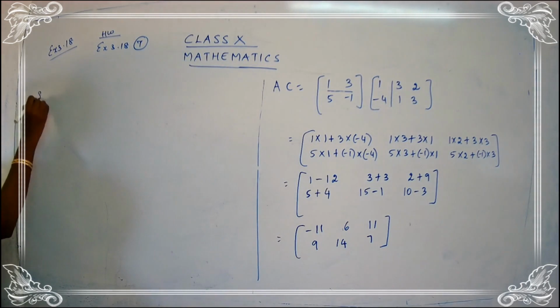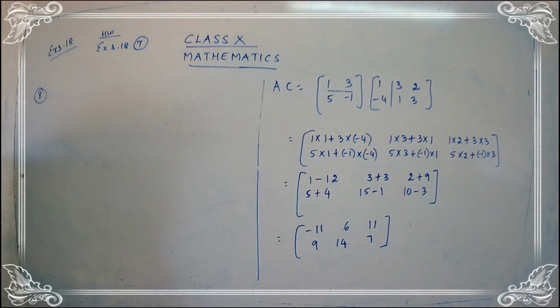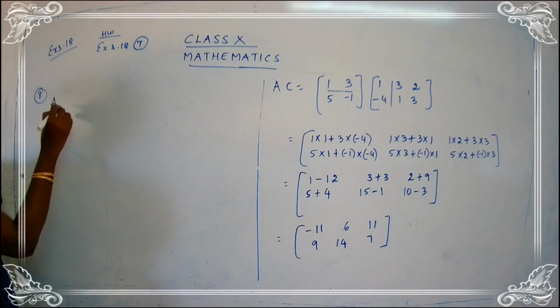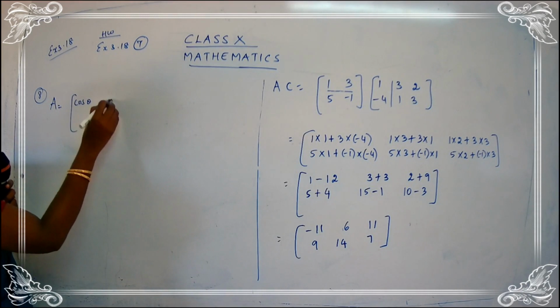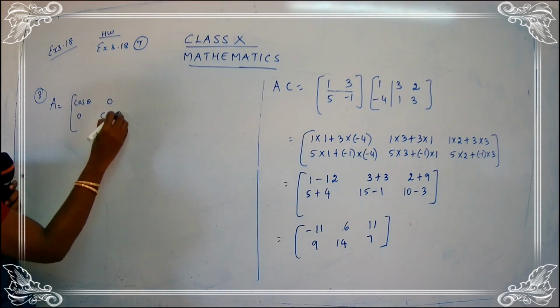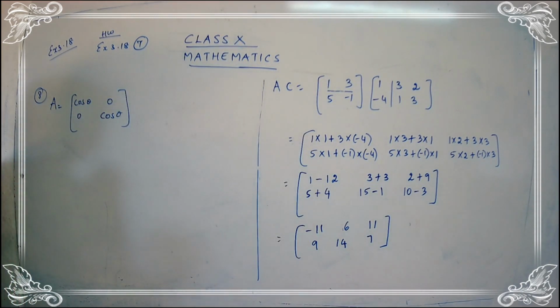Take down the 8th question. Here again 2 matrices are given to us. Write down here: A is equal to cos theta 0, 0 cos theta. This type of questions will be asked for 2 marks, children. And this is a very important question, in the sense that this type of questions will be asked for 2 marks.